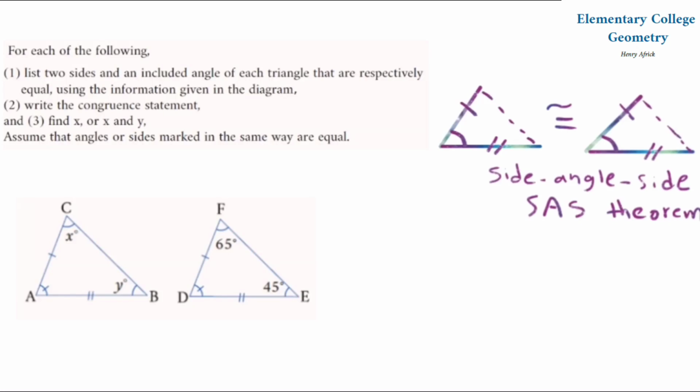So for these two triangles in the figure, we will list two sides and an included angle of each triangle that are respectively equal. So the side CA and the angle A and the side AB of the triangle ABC is respectively equal to the side FD and the angle D and the side DE of the triangle FDE.